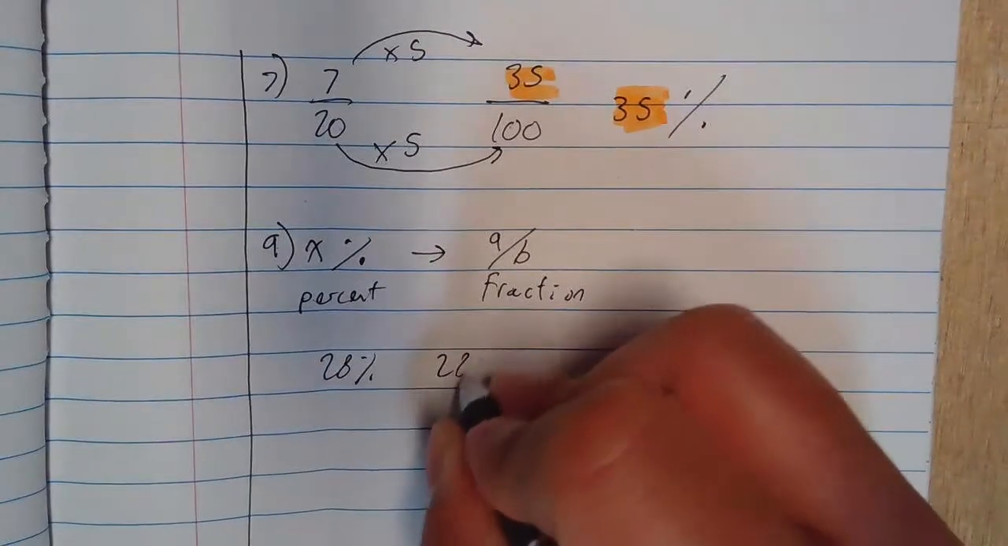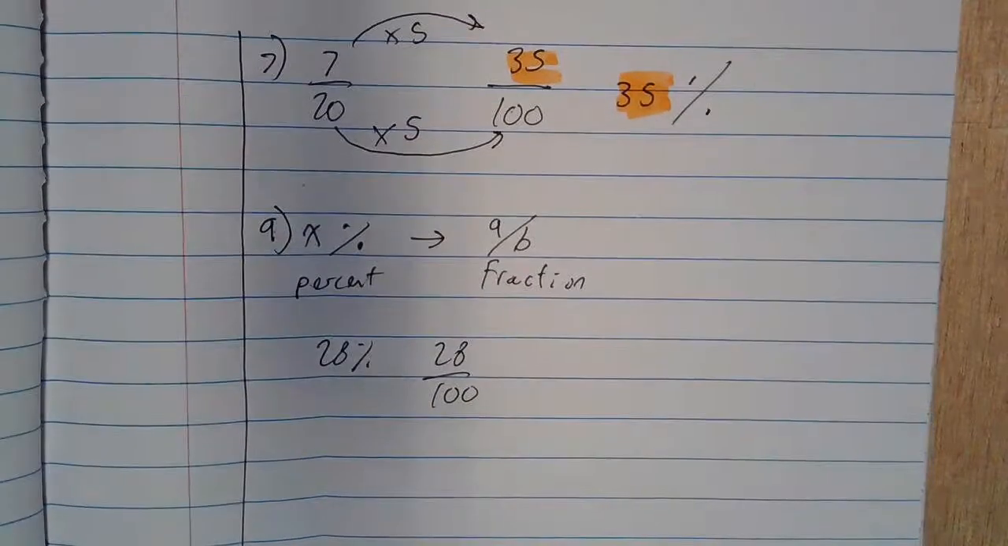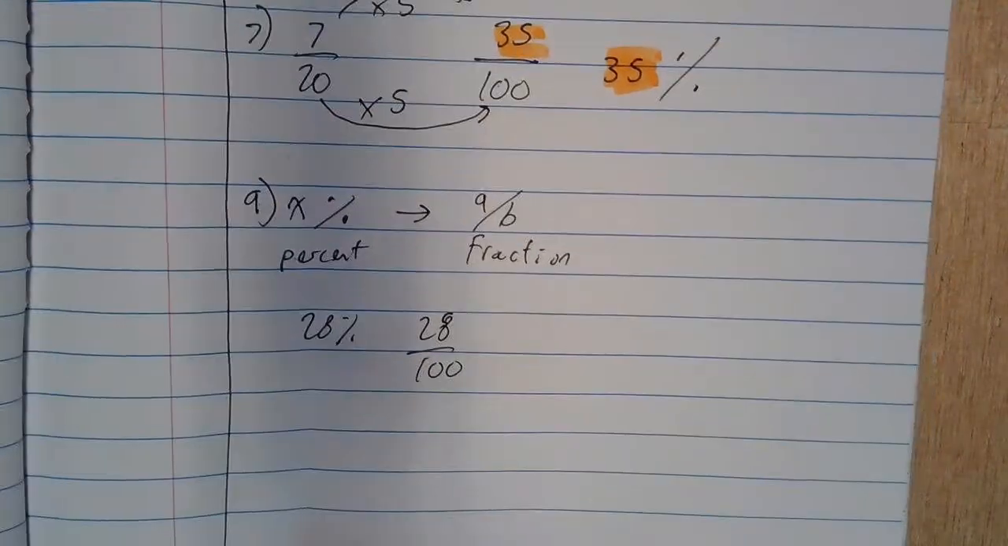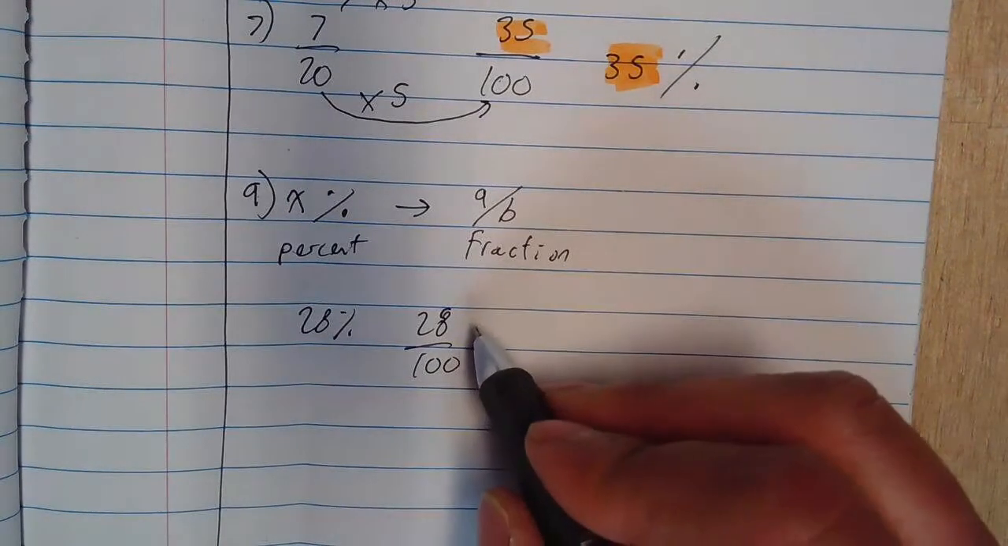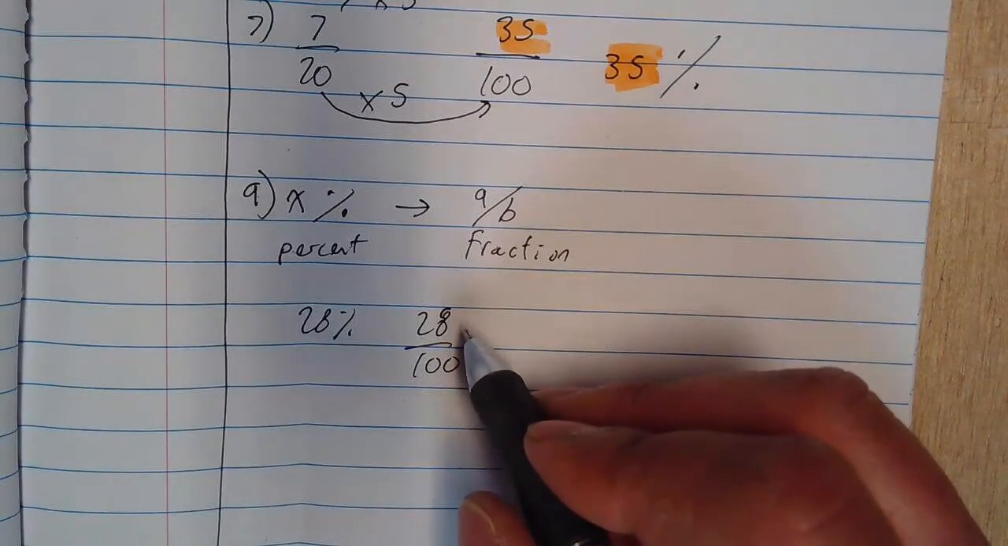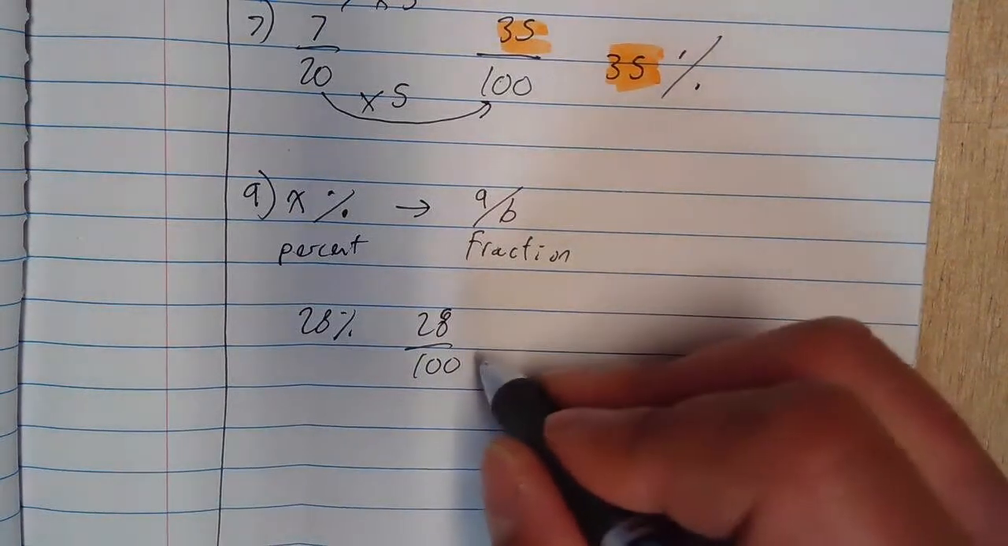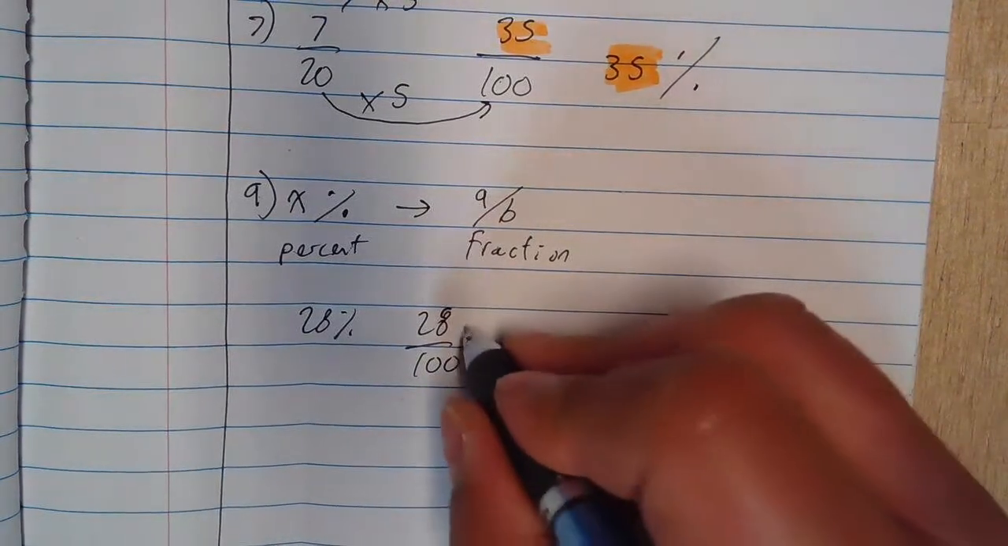28% is 28 per 100. Now you can't leave it like this. You have to simplify. As I said before, I could look for the GCF, which in this case I believe would be 4, right? And we can go from there. In fact, I'll just do that since I know it's 4.